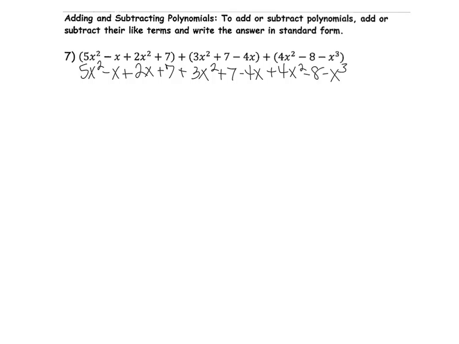You don't have to rewrite it like I did, okay? Like terms mean all of the things that are x to the third go together. All of the things that are x squared, all of the things that are x to the first go together, and all of the constants, plain old numbers, go together. So let's choose some fun colors.